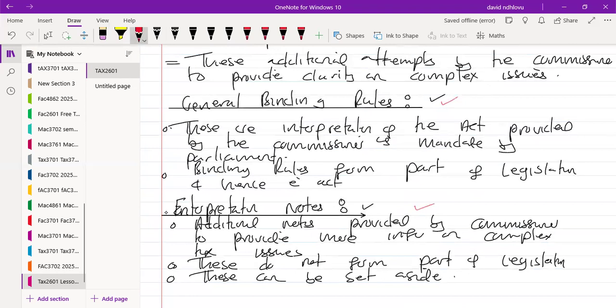Especially the distinction of which one is binding and which one is not, which one is included in the Act and which one is not going to be included in the Act. So that is very, very important. Make sure that you are clear. Are we on the same page, people? Are we understanding each other? Yes.